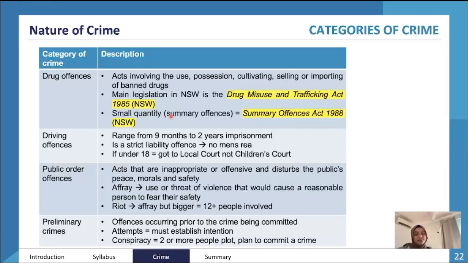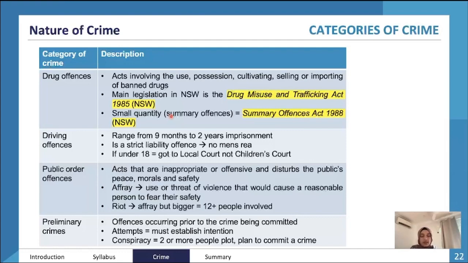In terms of driving offences, which is the next one, this is obviously a strict liability offence. We talked about that earlier, so you don't need to prove your intention to speed. You just have to prove that you're speeding, or that you weren't wearing a seatbelt, right? That is cause for 2 years imprisonment, normally max. If you are under 18, you go to a local court, not the children's court, even though you are a child, because of the type of offence. So that's something you can keep in mind when you are studying driving offences.